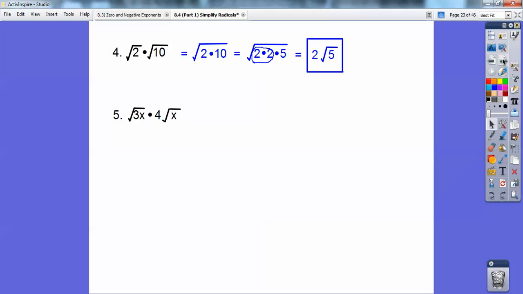Okay, how about this one? Alright, so I'm going to combine the 3x with the x. You combine the innies with the innies, and this outie stays outside right there. The 4 stays outside. So there's 3x, and then there's the other x right there.